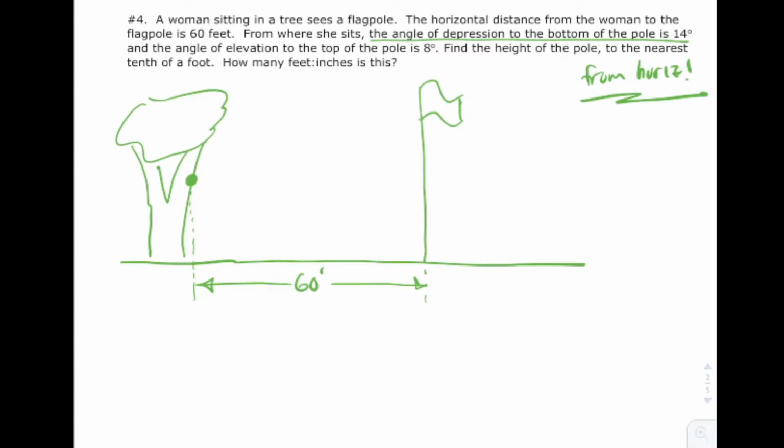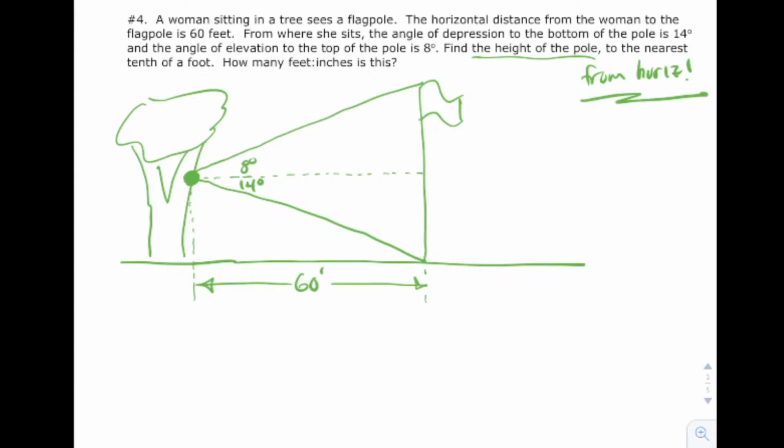Her eyeball is over here someplace, right? That's where her eyeball is. Her horizontal looks like this. To her, that's horizontal. So she has to kind of depress her head, look down to see the bottom of the flagpole. And it says the angle of depression is 14 degrees. So that's that angle. And then she has to look up, the angle of elevation to the top. She has to elevate her head, look up, again from the horizontal, 8 degrees. So that's an 8-degree angle right there. Okay, cool. Well, that's the given information. And then what are we asked? We're asked to find how tall is the pole to the nearest 1/10 of a foot.